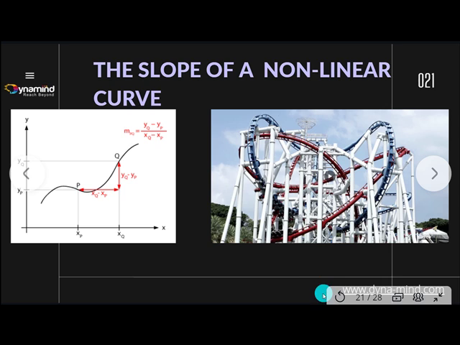A roller coaster ride is an example of changing slope. This is a curve where the slope changes from point to point, and many of the things that you will study will have this kind of a nature, where you will have a curve and the slope will be changing all throughout.